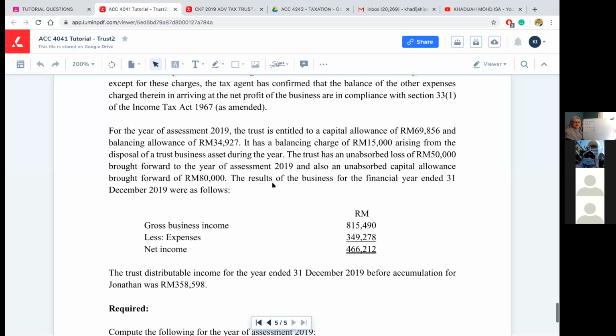504. No. You dah masukkan. Loss. CA dia brought forward, ada current year campur balancing allowance. Lepas tu ada balancing charge kat atas. 424. 524, 424. 429. Banyak suka hati. Mau berapa ni?